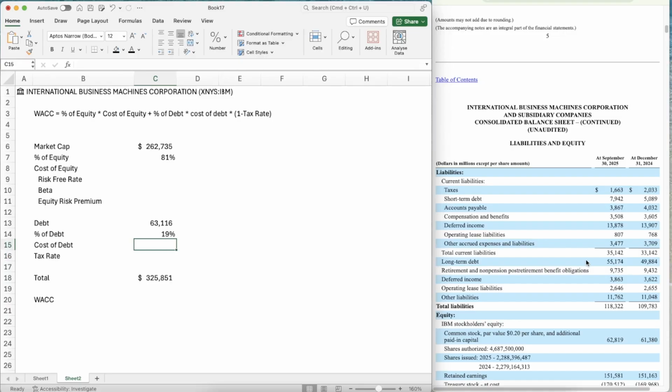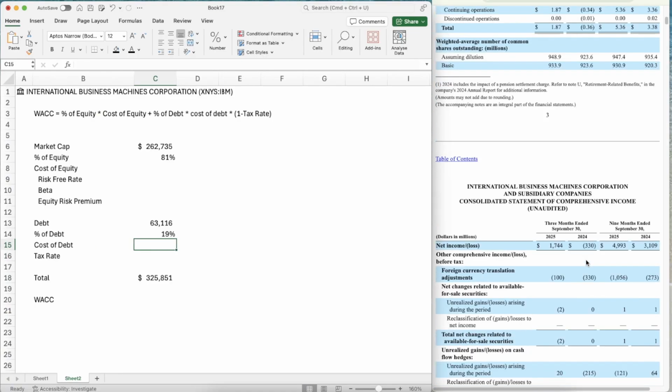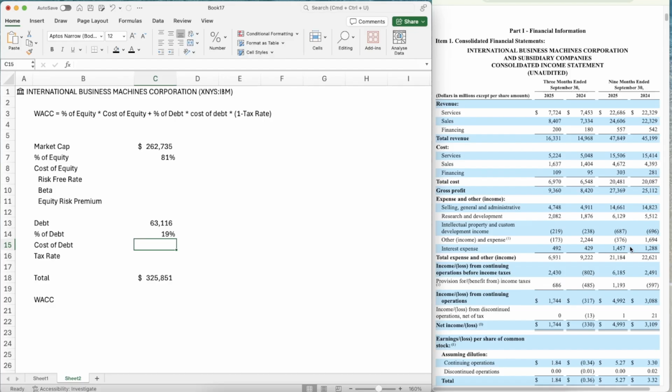Cost of debt, we need to find where the interest expense is. Here. So 1457, we'll divide it by 3 multiplied by 4, then divide it by the debt. And that should give us what our interest rate is. Double brackets this, otherwise it will come up with an error. 0.03, it's about 3%. Put this into a percentage. 3.08%.